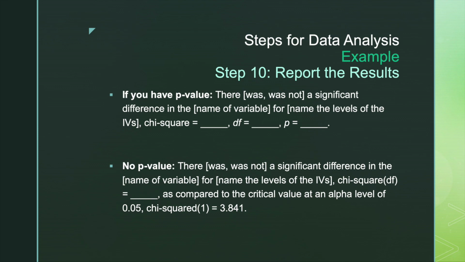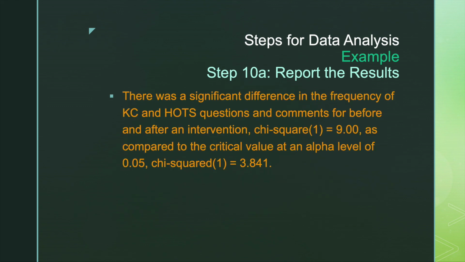So I'm going to use the Excel write-up because that's the easier one for us. So here we go. There was a significant difference in the frequency of KC and HOTS questions and comments for before and after an intervention, with a chi-squared, degrees of freedom 1, equal to 9, as compared to the critical value at an alpha level of 0.05, chi-squared, degrees of freedom 1, equal to 3.841. I just needed to include that extra bit to say that's how I'm comparing it, that I've compared it to the critical value. And the reason we're doing that is because we don't have a p-value.